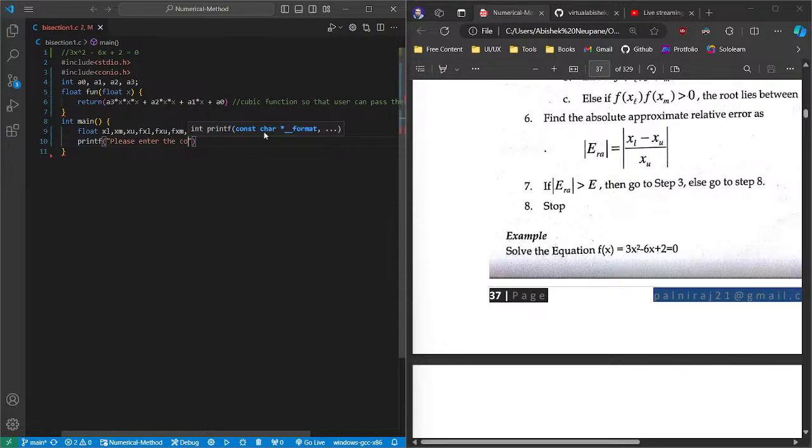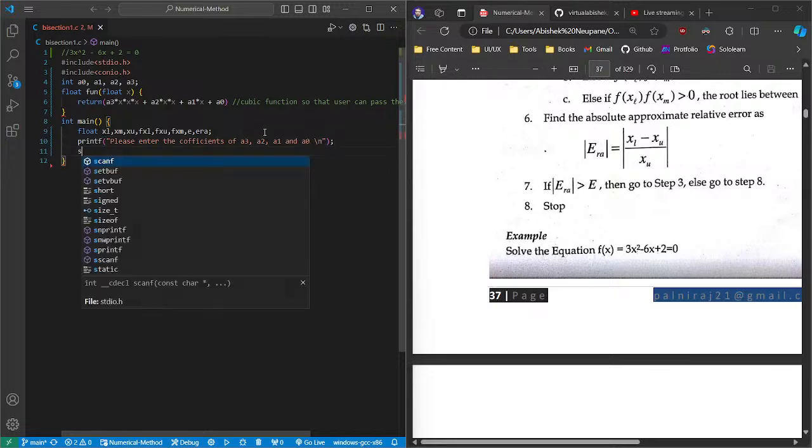Please enter the coefficients of this quadratic equation, so let's ask for a3, a2, a1, and a0. Okay, so let's do this.